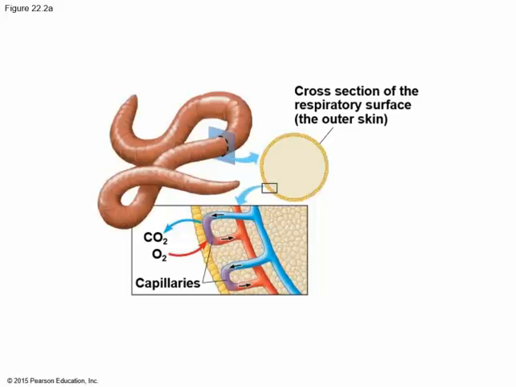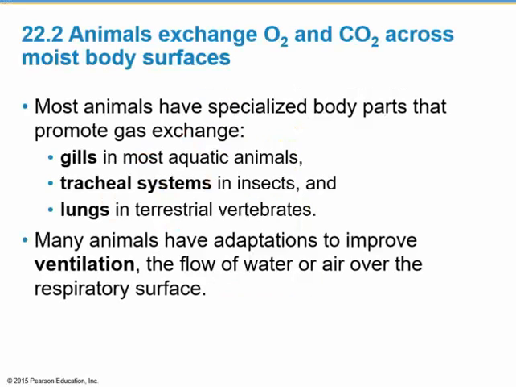Now, most other animals have specialized body parts. Fish, for example, have gills. Also, aquatic crustaceans. Insects don't have lungs, but they do have tracheal systems, which is a system of tubes that permeate throughout the body and allow gas exchange to take place. But terrestrial vertebrates are more complex animals, so they need more complex structures such as lungs. And animals have ways to keep the ventilation, improve on it, and make sure there's a constant exchange of respiratory gases at all times.